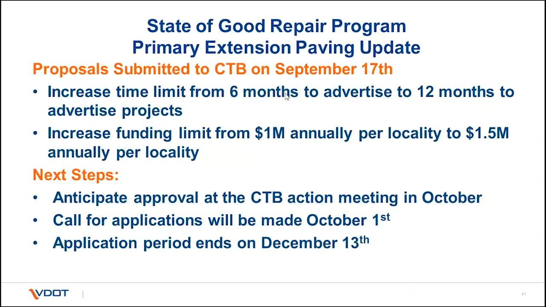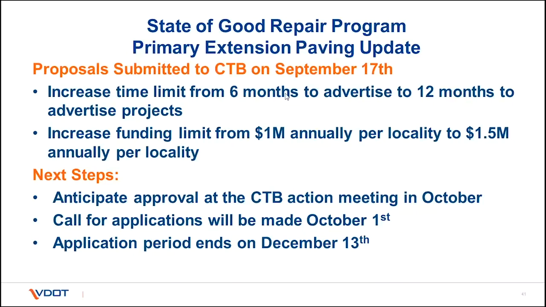At the September 17th CTB meeting, VDOT proposed to increase the time allowed to advertise segments from 6 months to 12 months and increase the funding limit per locality from $1 million to $1.5 million. The call for applications will be sent October 1st, and at that time, we'll also provide the list of eligible projects. We anticipate the CTB to adopt the updated policy, federalizing primary extension projects, at their October 17th action meeting.